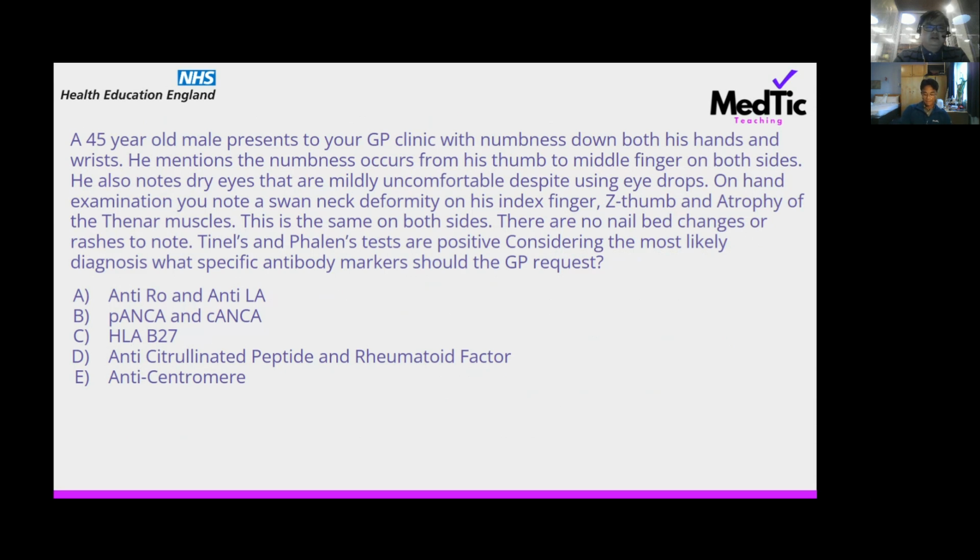You've done a Tinel's and Phalen's test, which are positive at this point. So, keeping in mind what the most likely diagnosis could be in this case, what sort of antibody markers should the GP request at this stage?